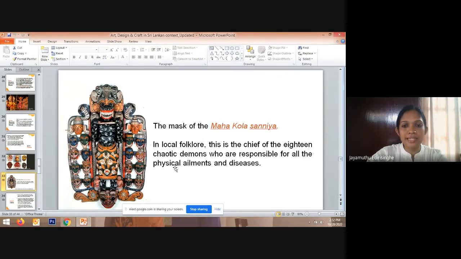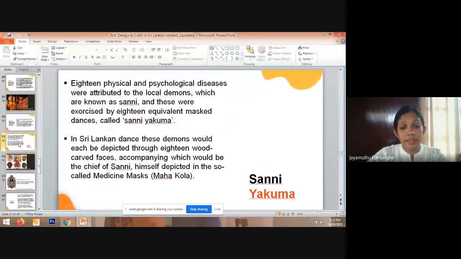Here the Mahakola mask is there, where all these 18 Sannis are in it itself. This is a very huge one, having all the 18 different Sanni masks depicted in the same mask, and all these diseases. And this is also coming at the end. This is called Mahakola Sanni, the leader of all these demons. All 18 are depicted in the same mask. This is the chief of the Sanni masks, actually.